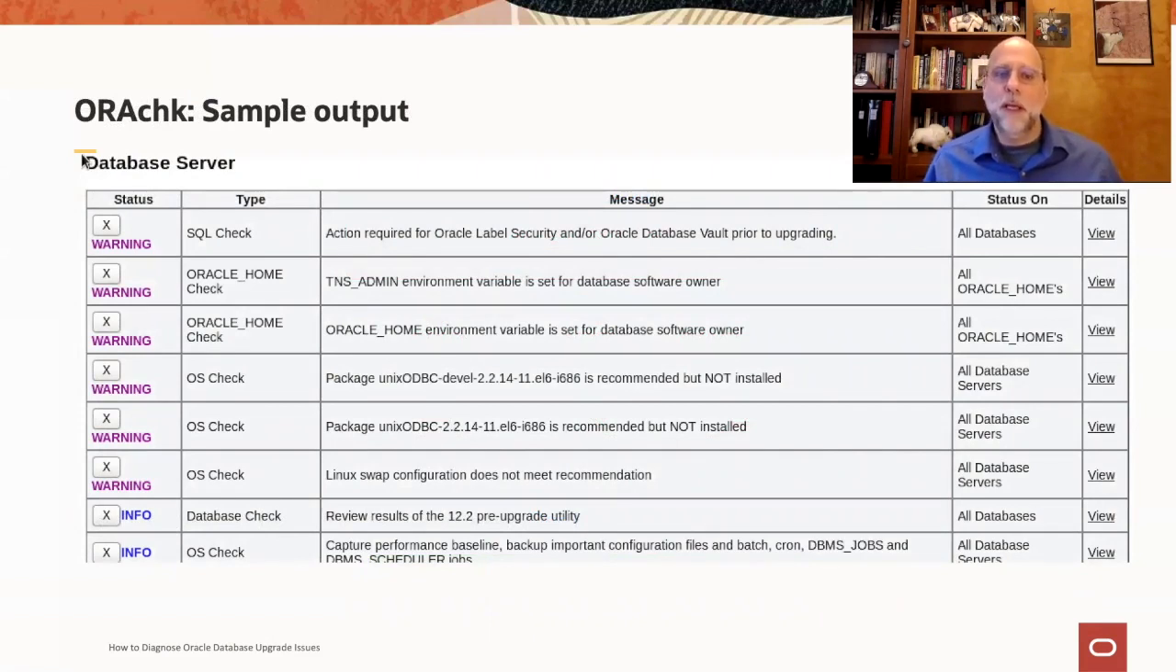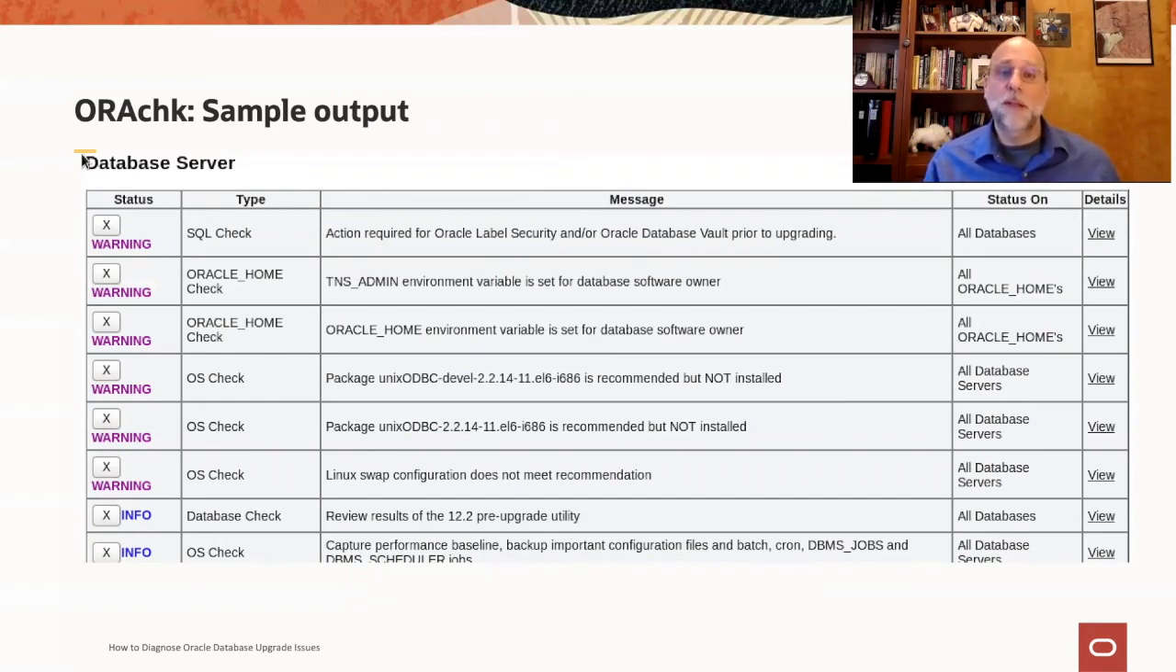So the first thing is the label security in database vault prior to upgrading. That's actually a pre-upgrade script warning saying that there is a script that you can run to update your audit table if you have label security involved, because in this particular version, source and target version upgrade, what we have to do is move your audit records from system.aud$ to sys.aud$. And you can do that before the upgrade and save yourself some downtime. So it's giving you a warning about that.